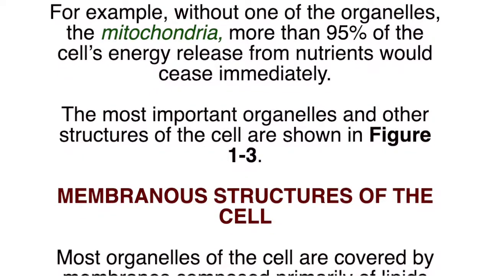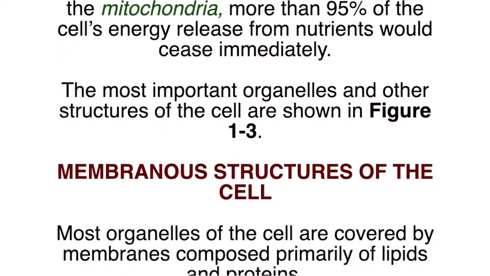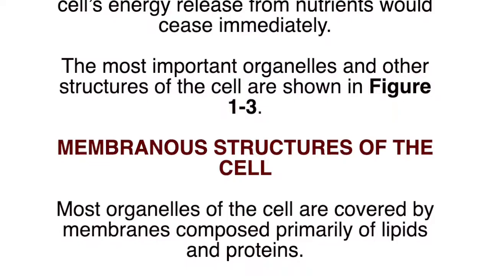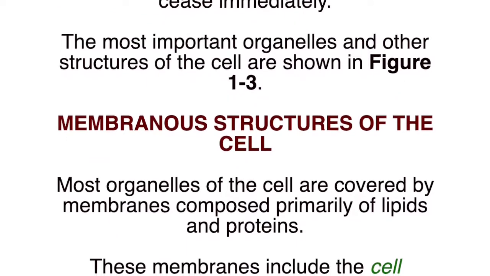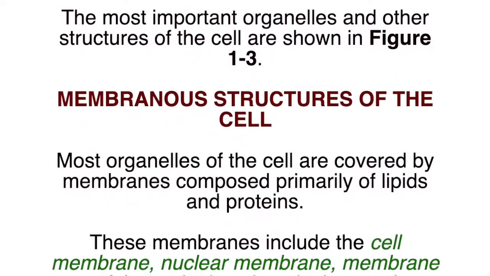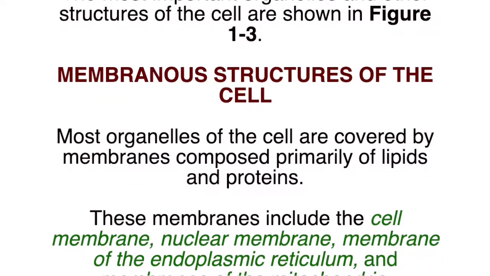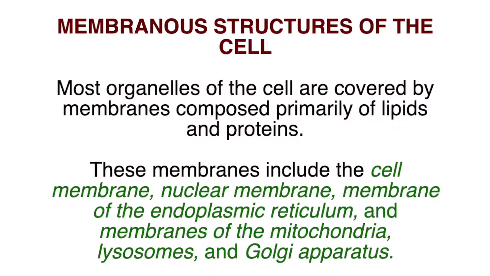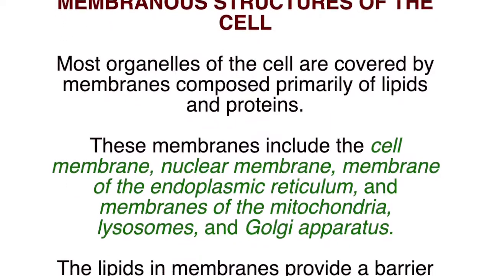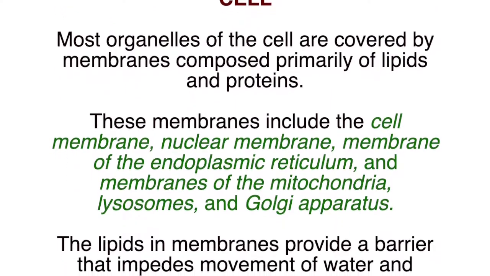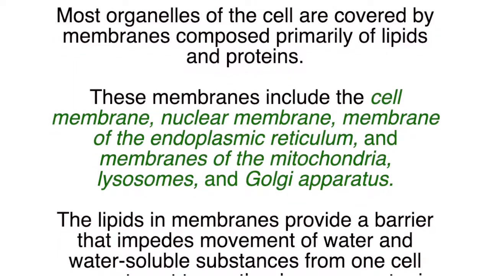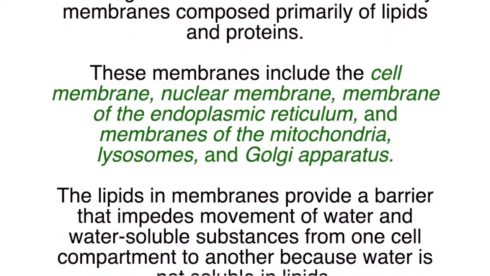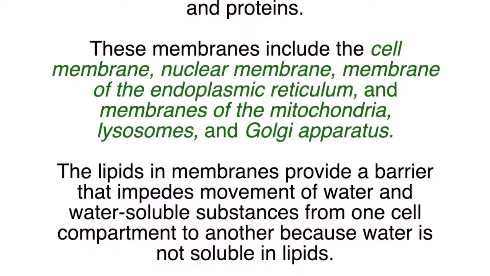Membranous structures of the cell. Most organelles of the cell are covered by membranes composed primarily of lipids and proteins. These membranes include the cell membrane, nuclear membrane, membrane of the endoplasmic reticulum, and membranes of the mitochondria, lysosomes, and Golgi apparatus.